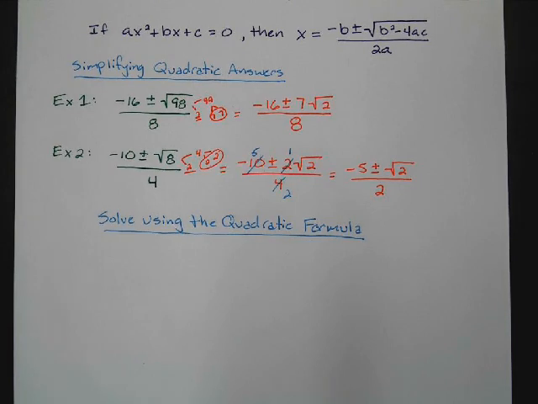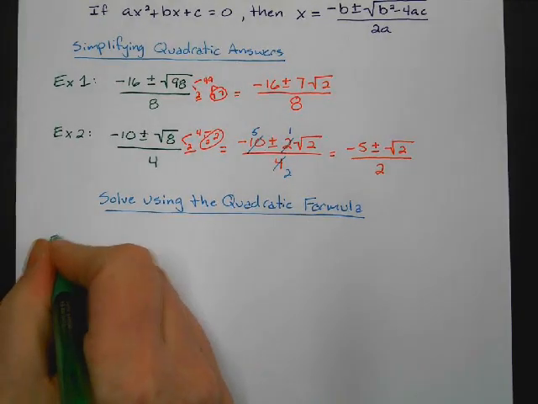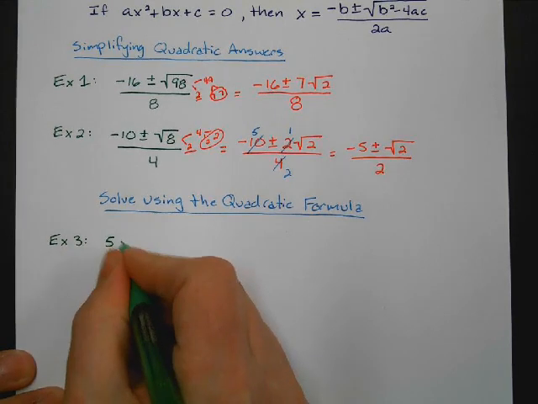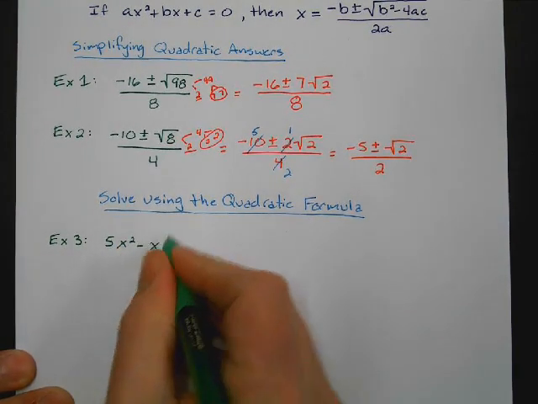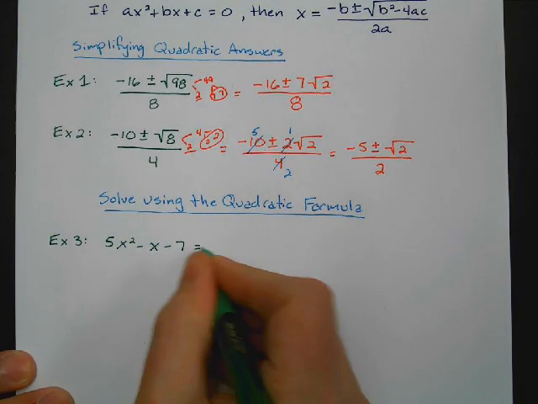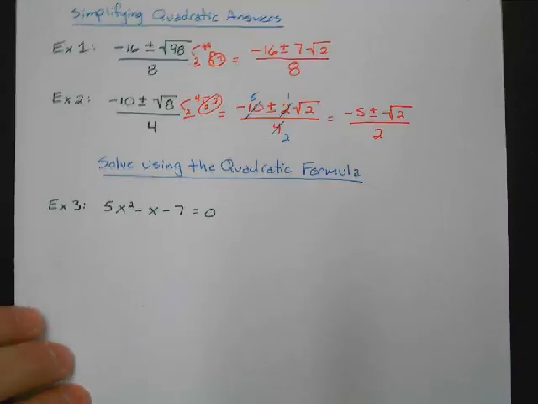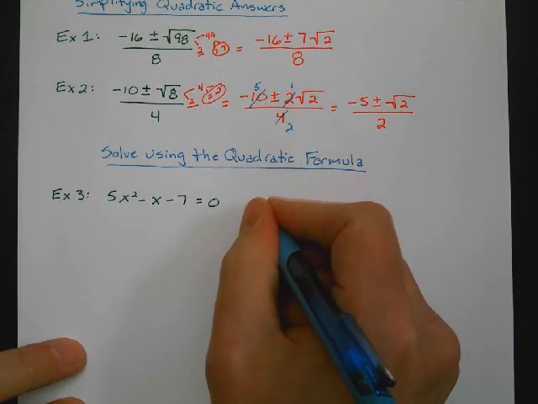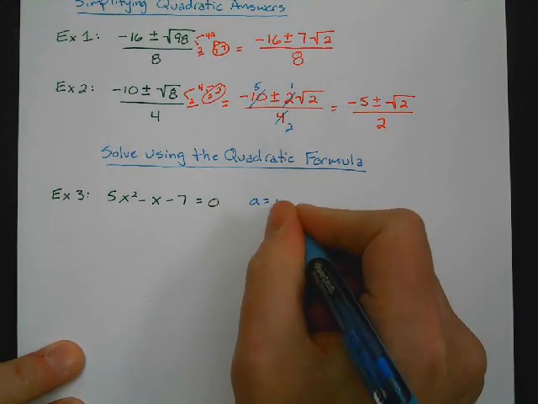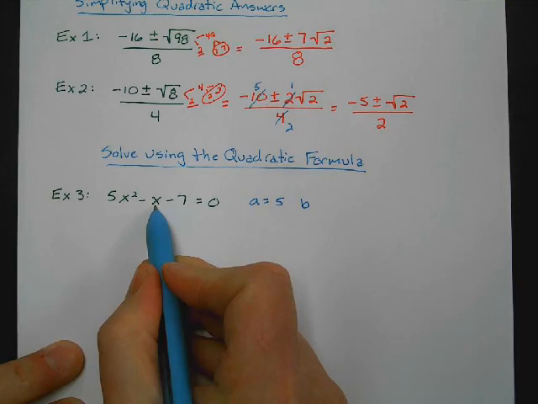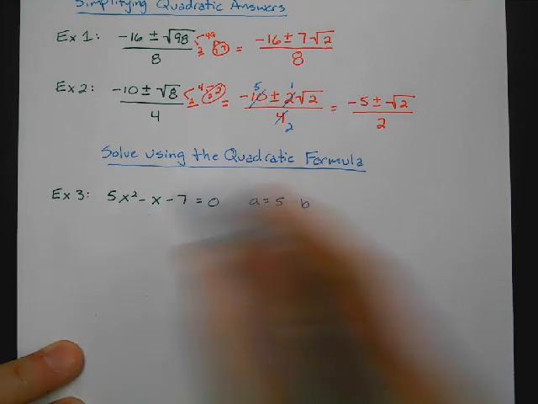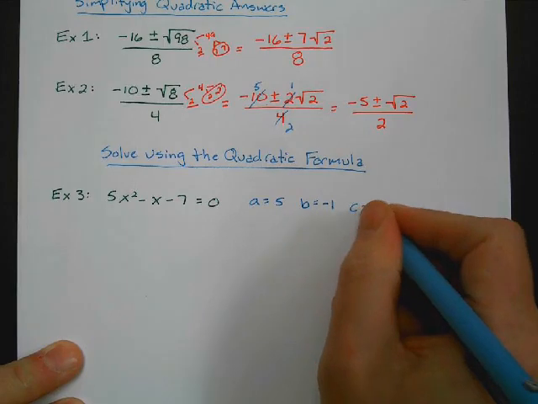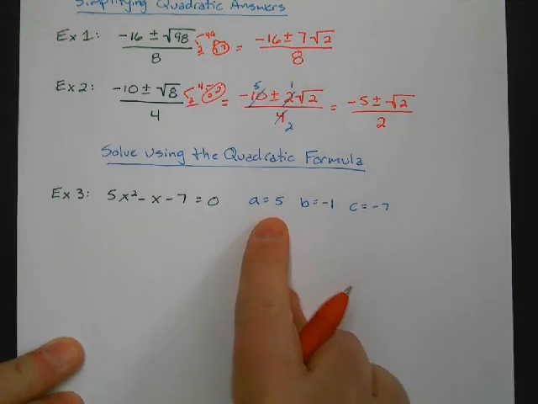All right, here we go. Let's start with example 3. All right, so we've got 5x squared minus x minus 7 equals 0. All right, the first thing that we want to do is we want to identify our a, b, and c values. So the a value is the number in front of the x squared, that's 5. The b value is the coefficient of the x to the first term, so this is -1. If there's no number there, it's a 1. So b is -1, and the c value is -7. So c is -7.